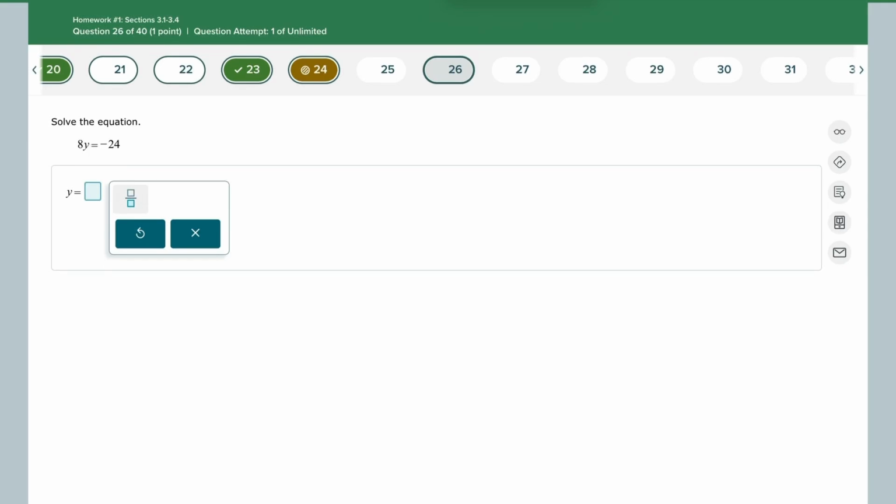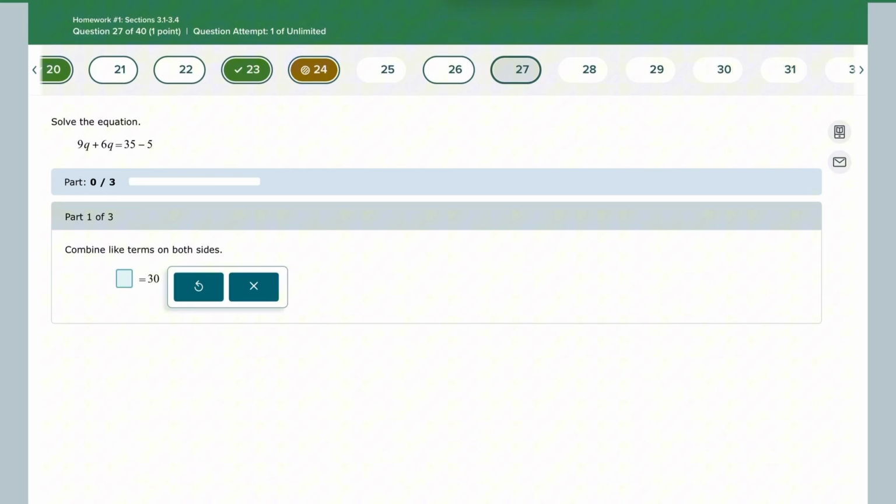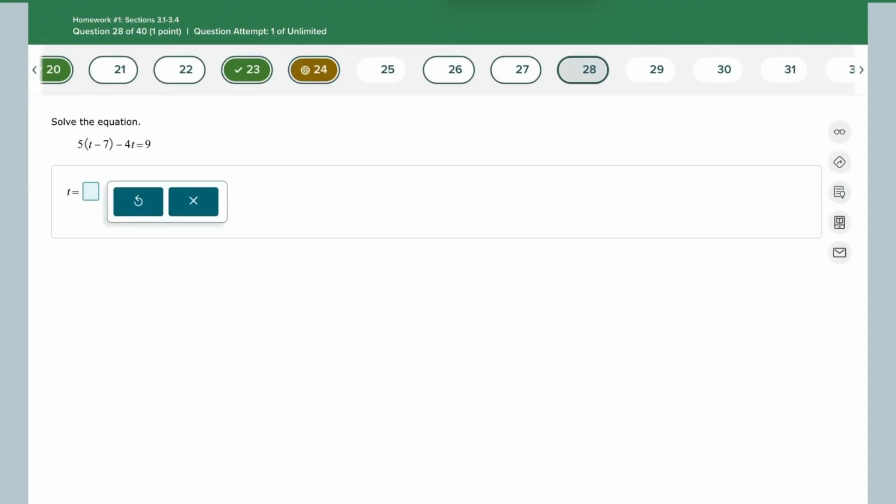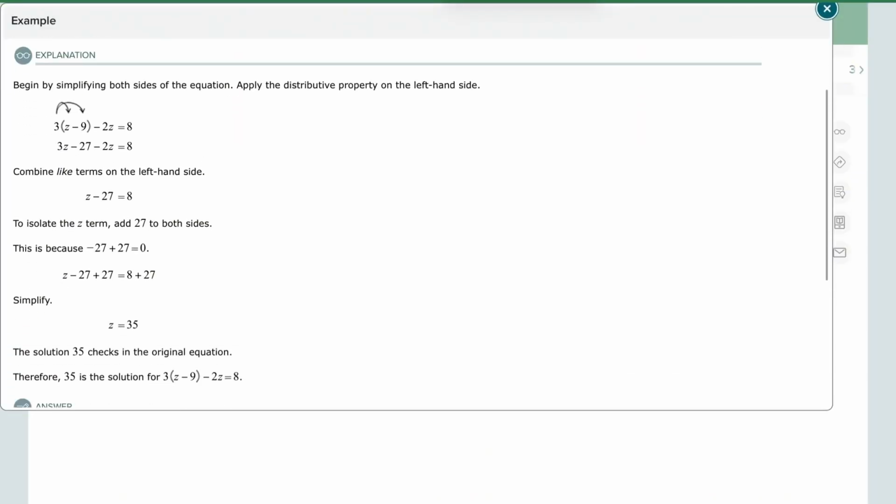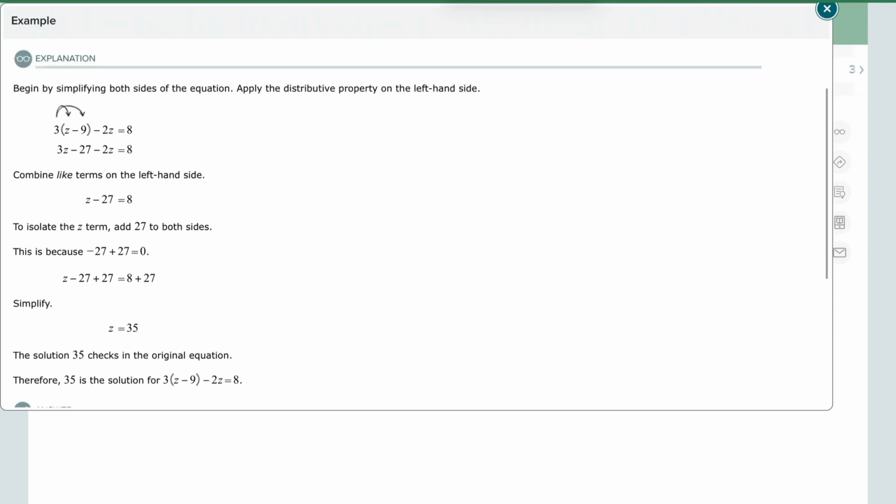Same thing here. Just divide both sides by 8. This time you're going to combine like terms and then divide by the term. So you're going to get 15q equals 30. And then you just divide both sides by, oh, you have parts here. So it takes you through parts. That's good. And then you distribute, combine like terms, and then multiply or divide, whatever needs to be done. You just handle the situation. And remember, you have an example.